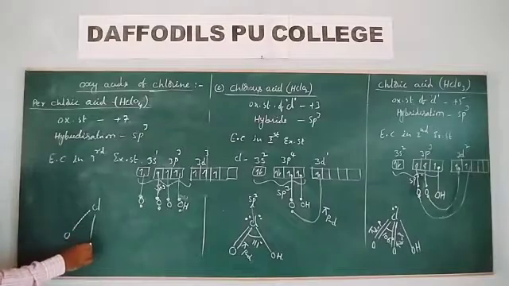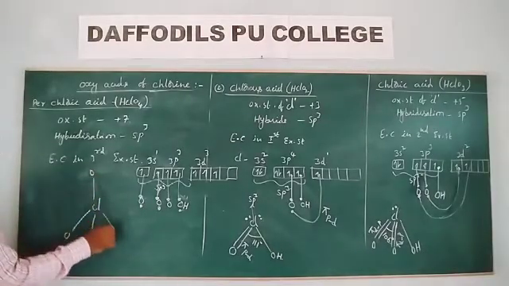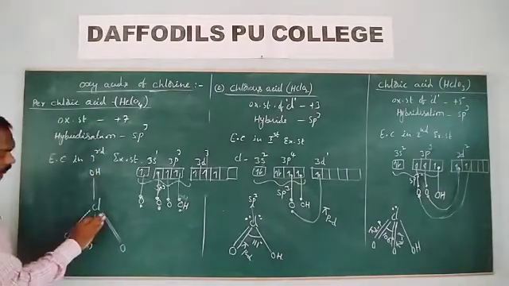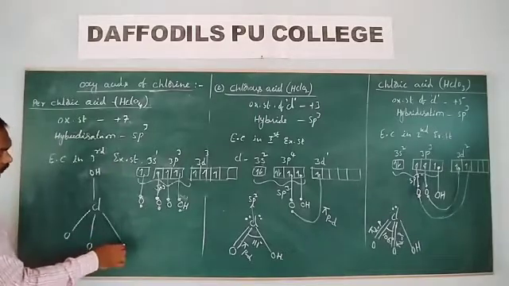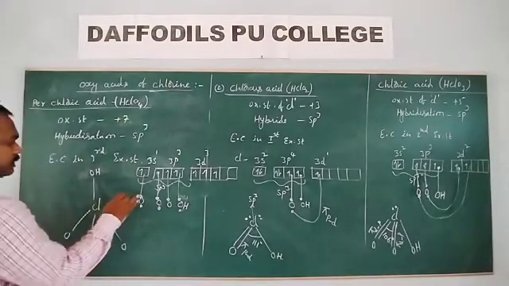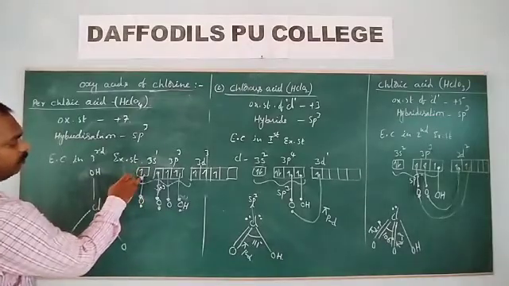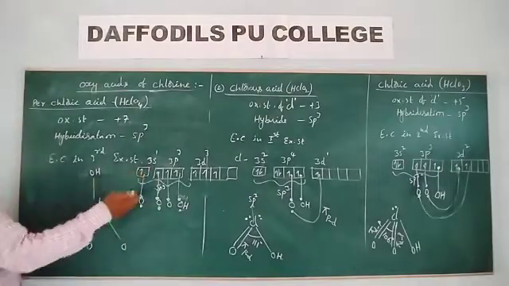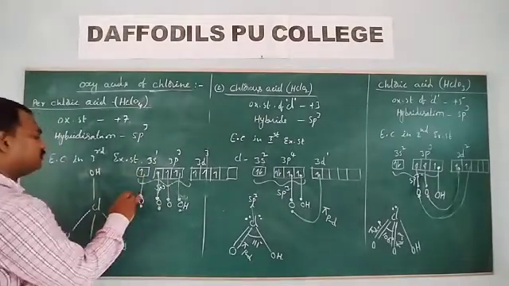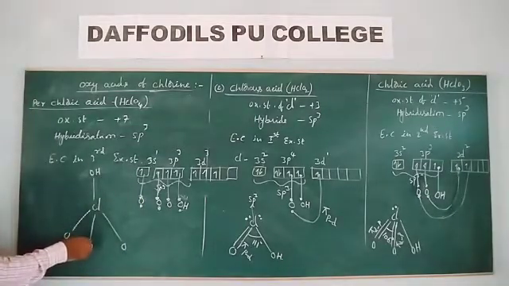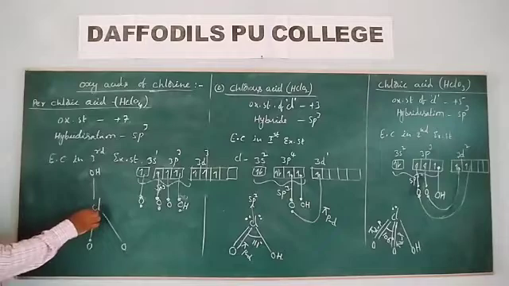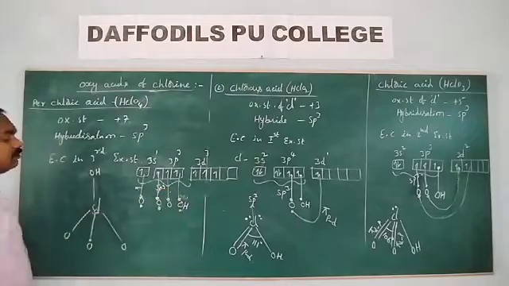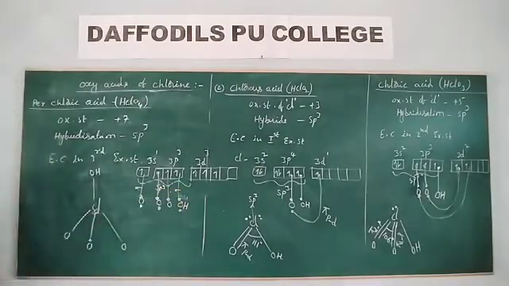So the bonding appears like this. The chlorine sp3 hybrid orbital bonds with the oxygen p orbital. So here you get the sigma bonds: 1, 2, 3. Here is the fourth sigma bond.